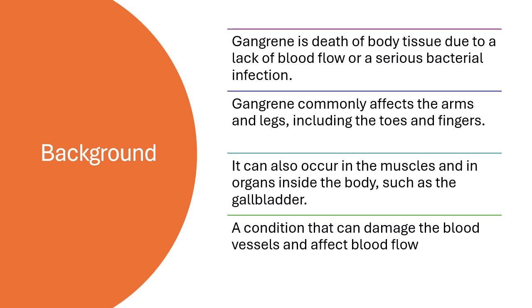So gangrene is a death of body tissue due to a lack of blood flow or a serious bacterial infection. It commonly affects the arms and legs, including the toes and fingers. It can also occur in the muscles and in organs inside the body, such as the gallbladder. Conditions that can damage the blood vessels and affect blood flow, such as diabetes or hardened arteries, known as atherosclerosis, can increase the risk of gangrene.